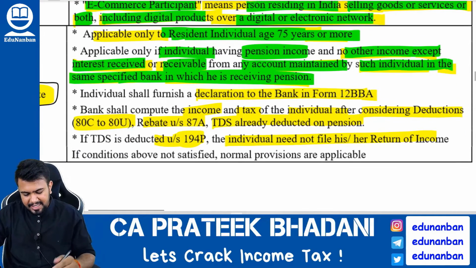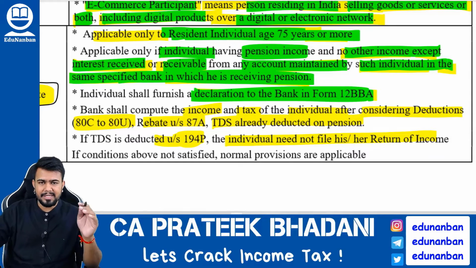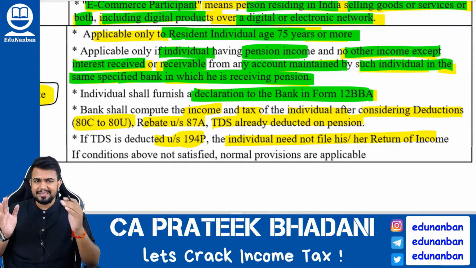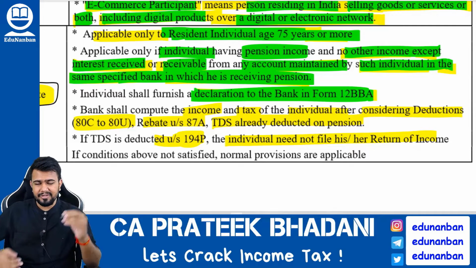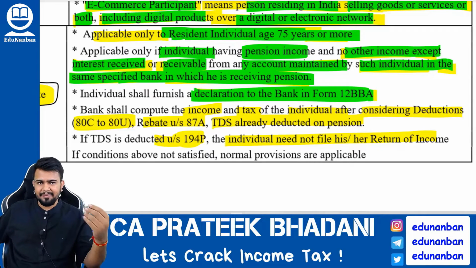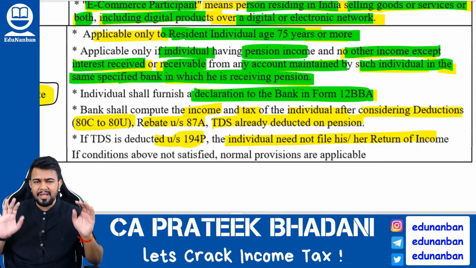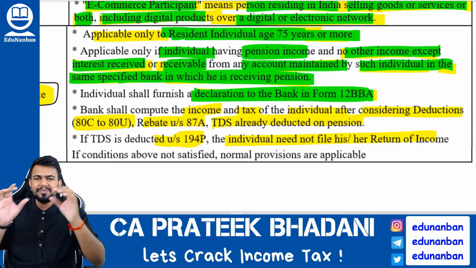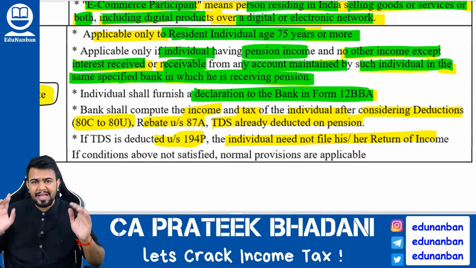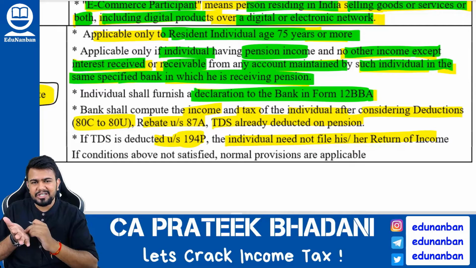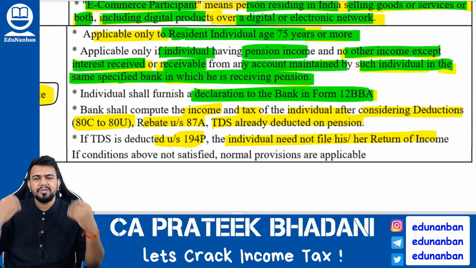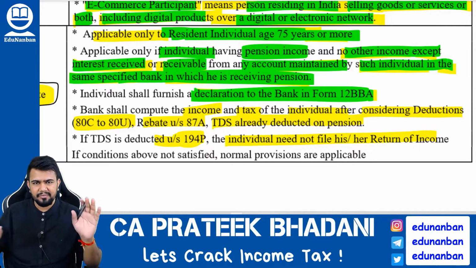Okay. Next, the individual will have to submit a declaration in Form 12BBA. So the resident individual whose age is more than 75 years will have to give a declaration to the bank in Form 12BBA, in which the individual will write that I have only pension income and interest income, both incomes are coming in ICICI bank only, and these are my deduction details under section 80C, 80D, etc. Now you yourself collect the TDS.